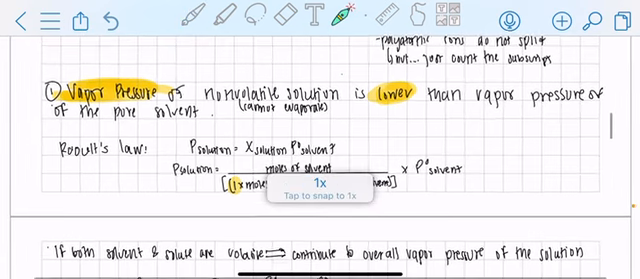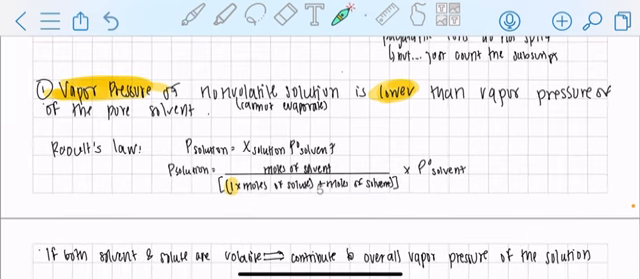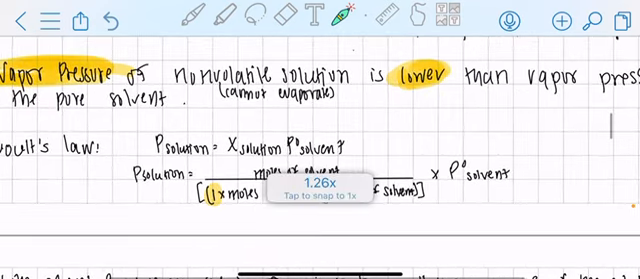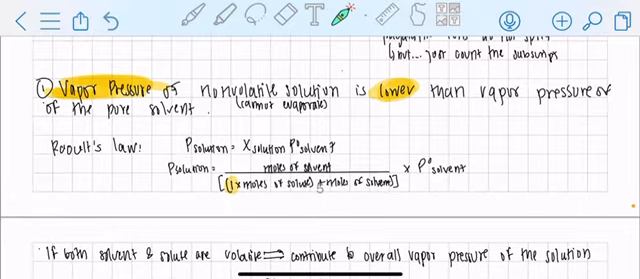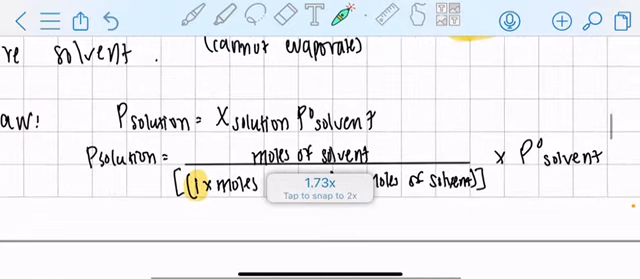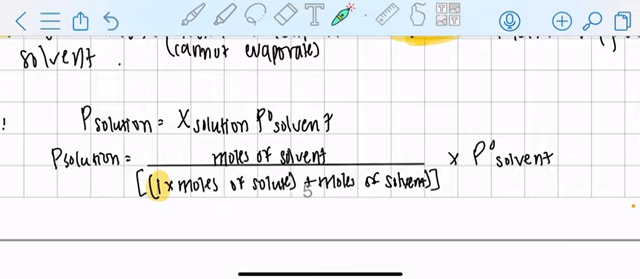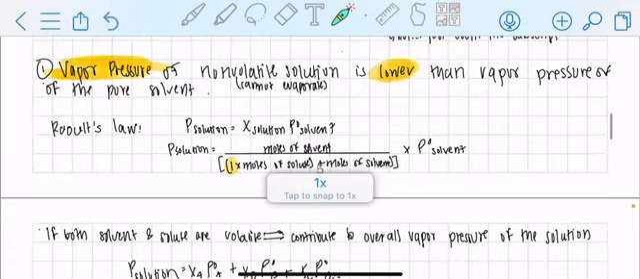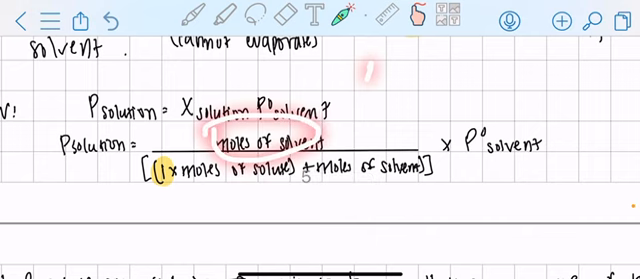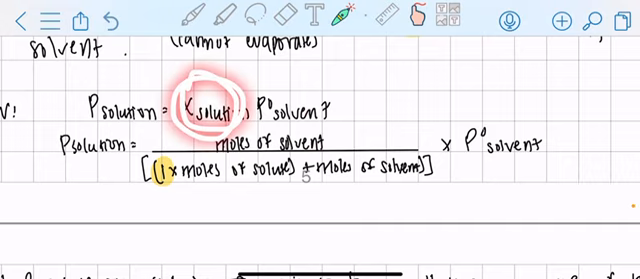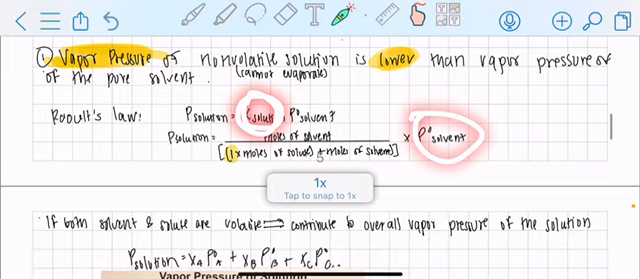Vapor pressure of a non-volatile solution is lower than the vapor pressure of a pure solvent. A non-volatile solution is a solution that cannot evaporate. So, to understand the relationship with vapor pressure, we use P solution, and we use Raoult's law. So it's the mole fraction of solvent, with i, the Van 't Hoff factor, times moles of solute plus moles of solvent to get the mole concentration, times the vapor pressure of the solvent.